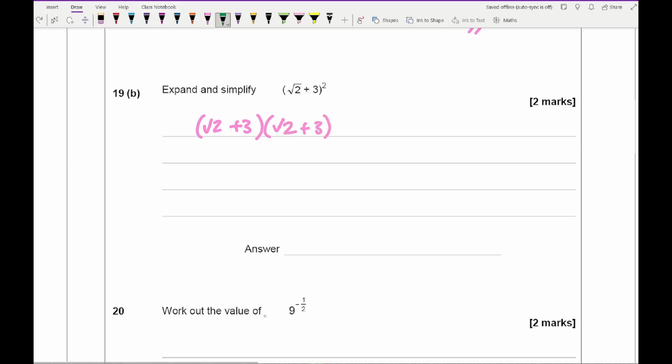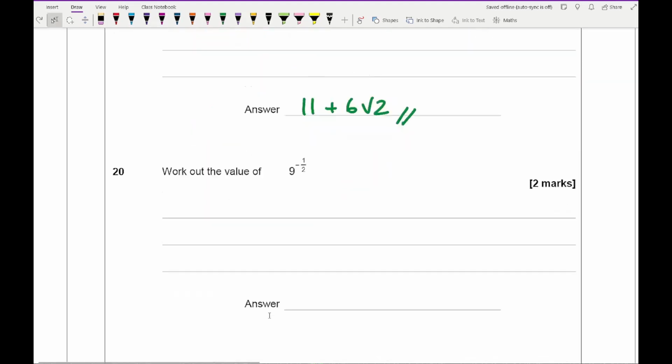And then we just need to expand the brackets. So root 2 times root 2 is root 4, plus 3 root 2, plus 3 root 2, plus 9. This gives me 2. And so here I end up with an answer of 11 plus 6 root 2.